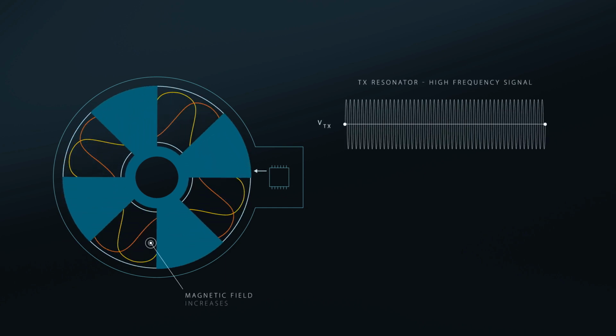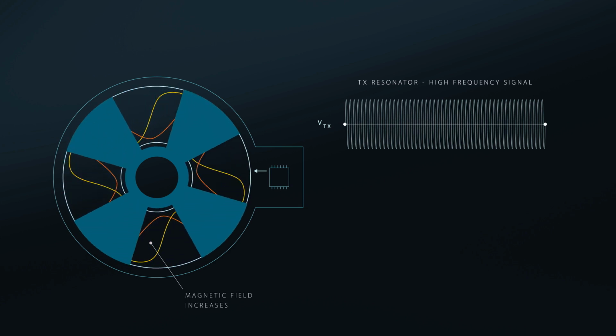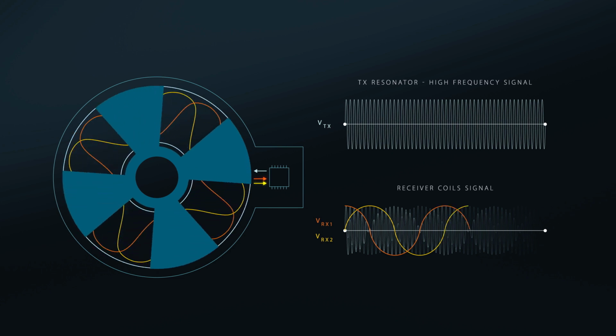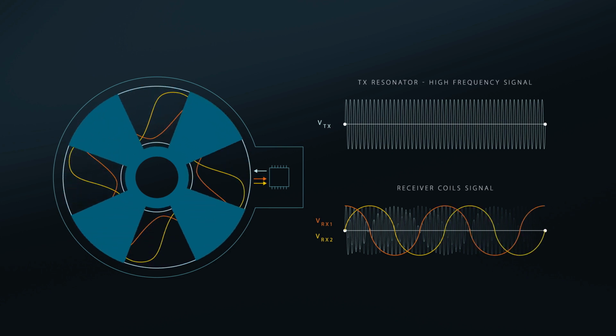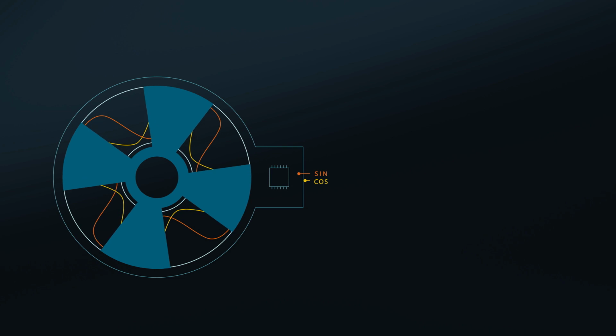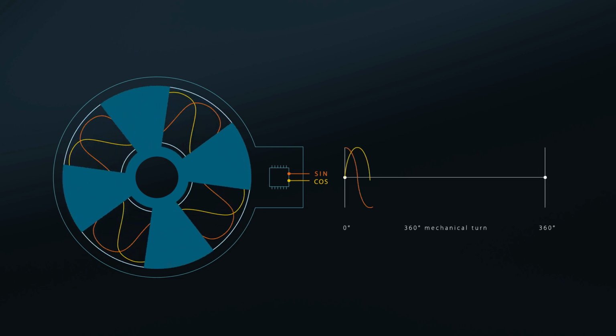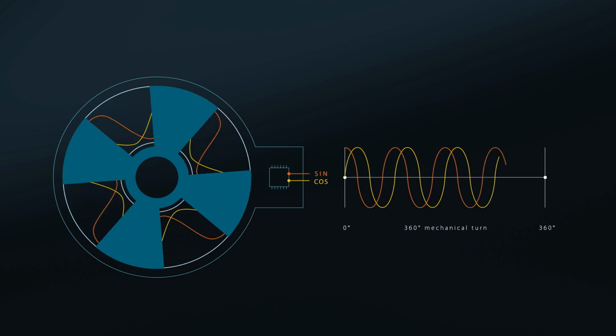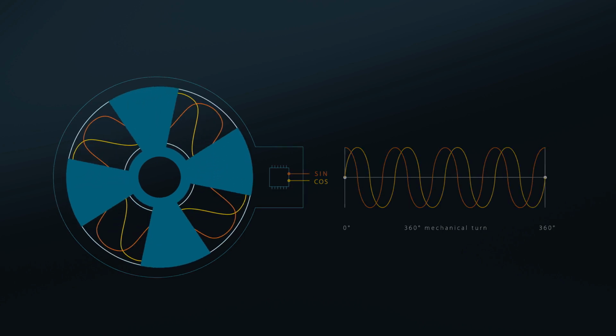The coupling between the coils depends on the position of the target. When it rotates, an amplitude-modulated sine-cosine signal will be observed on the receiving coils. The sensor receives the signal and demodulates it. Finally, perfectly shaped and rectified sine-cosine signals are generated at the sensor's outputs.